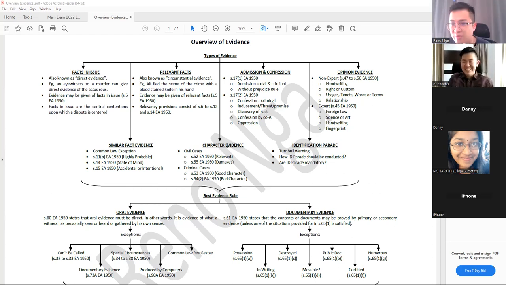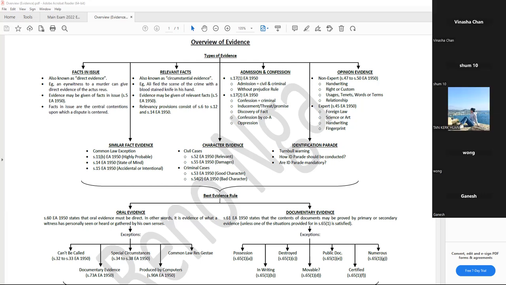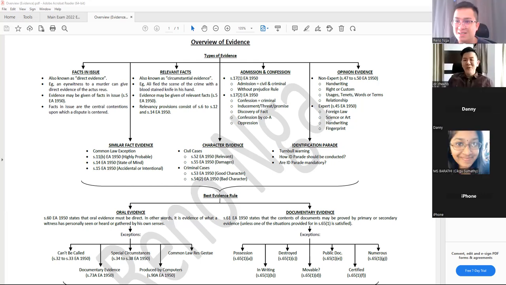How about relevant facts? Anyone? Don't be shy. Otherwise Dr. Chi will help to answer as well. Mr. Ganesh, over to you. Relevant facts mean to say that each and every fact which is relevant to the facts in issue. Correct.